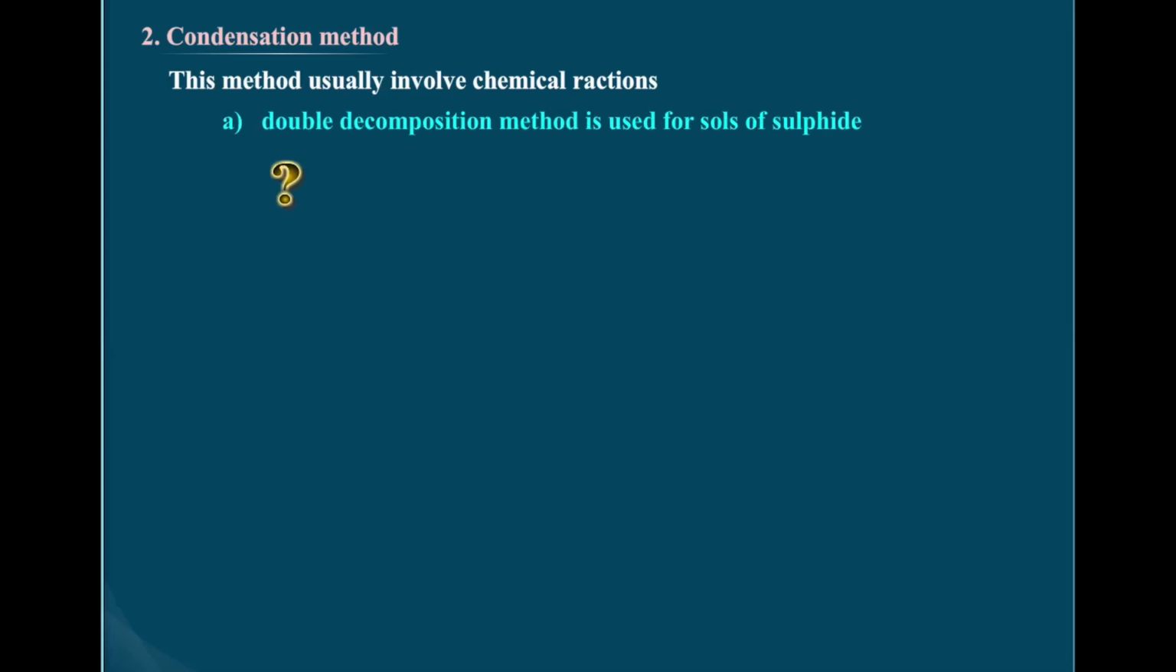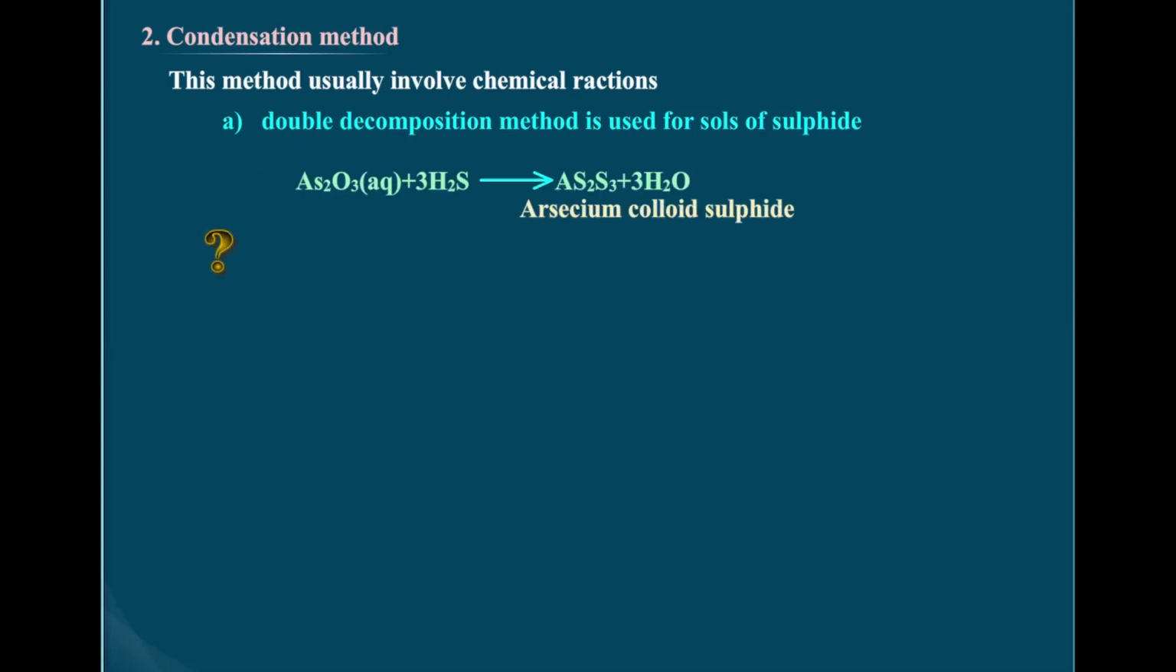Next, the second one, the condensation method. In the condensation method, in your textbook, it is given in the beginning itself. This involves a number of chemical reactions. That is, sols can be prepared also by chemical methods. The first one is the double decomposition method, used for sols of sulfide. That is, arsenous sulfide sol can be prepared by the mixing of As2O3 and hydrogen sulfide. This reaction is an example of a double decomposition reaction.